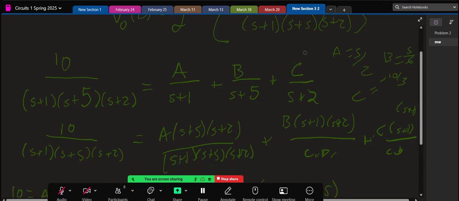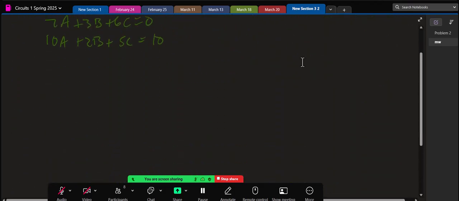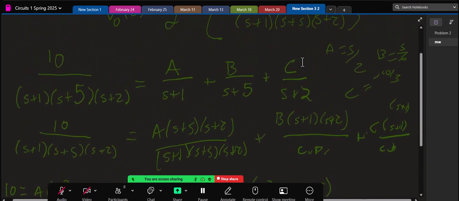Okay, so then once you have that, you can take the inverse Laplace transform, because you have 5 halves, 5 sixths, and negative 10 thirds, and that just becomes 5 halves e to the negative 1t, 5 sixths e to the negative 5t, and negative 10 thirds e to the negative 2t.